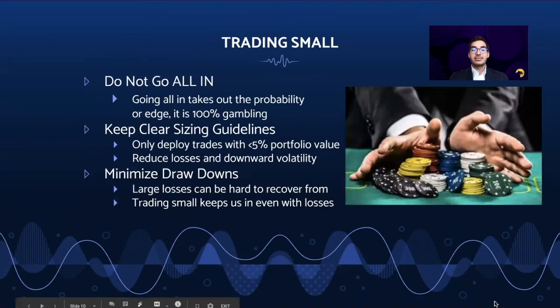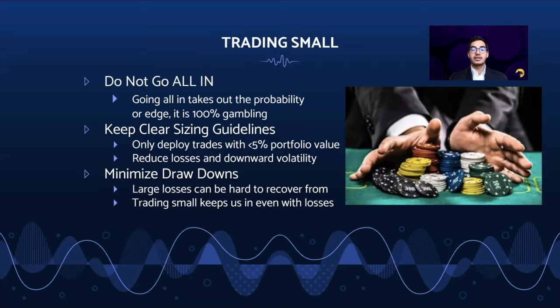Next up, trading small. Trading small and gathering a large number of occurrences fit well together. If we trade small relative to our portfolio, for example, under 5%, we allow ourselves to obtain a large number of occurrences and lower our portfolio risk per trade.